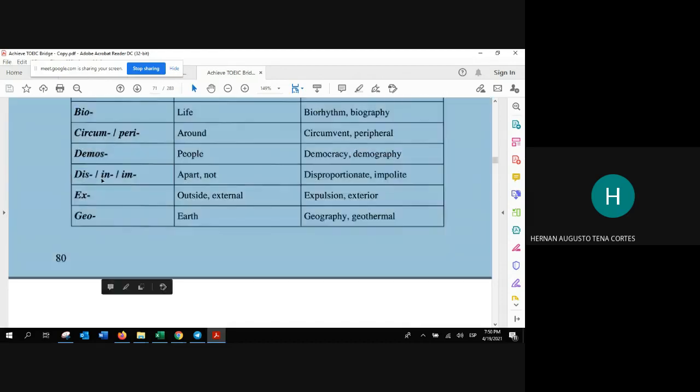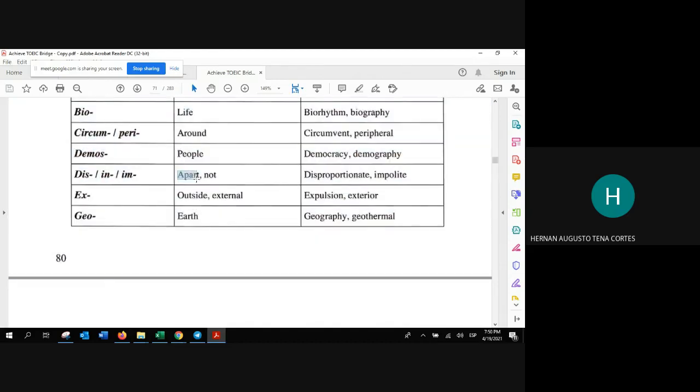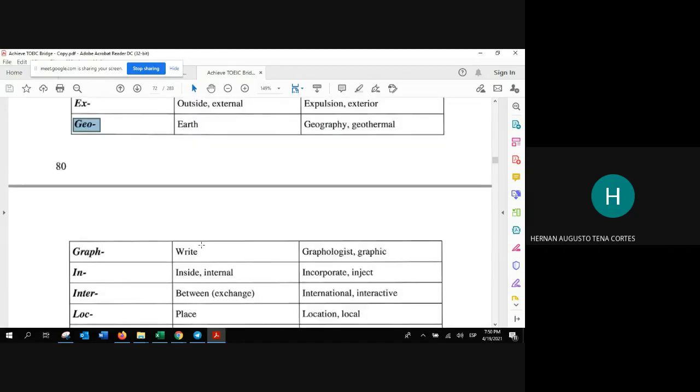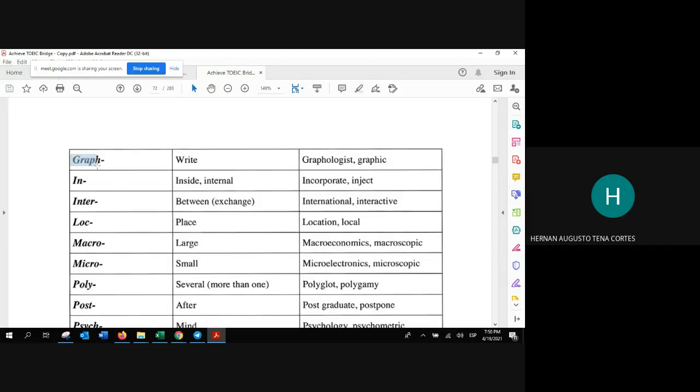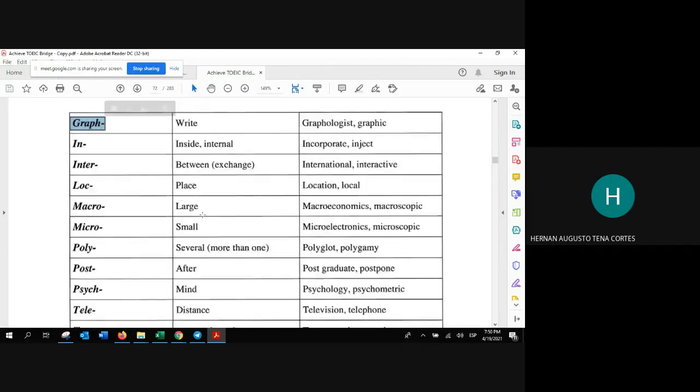Dis or in or im means apart or not. O sea, también puede ser lo opuesto. So, disproportionate or impolite. Ex means outside or external. For example, expulsion and exterior. Geo means earth, geography, and geothermal. Those are some prefixes there. Graph means to write. Okay, so we have many.